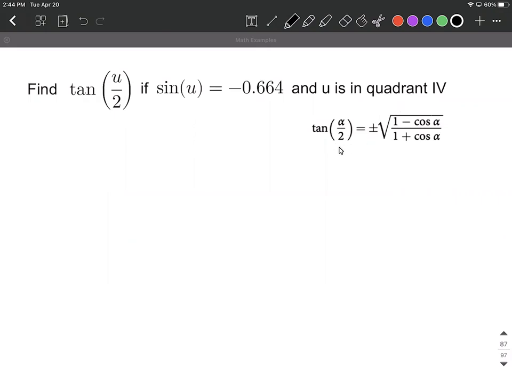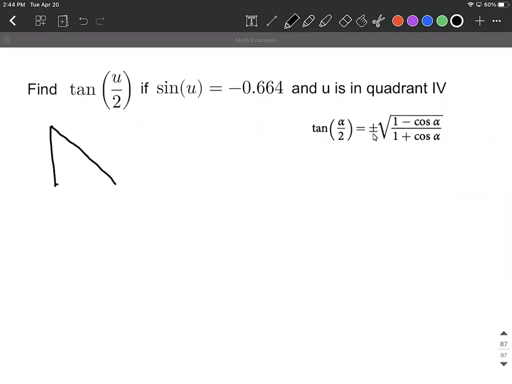So here's our half angle formula for tangent. To fill in for this, we're going to need cosine of u to plug in both those places. We're also going to be careful about which quadrant we end up in with u over 2 to tell whether this is going to be positive or negative. So jumping right in on these, what I like to do is just draw a triangle to begin with.